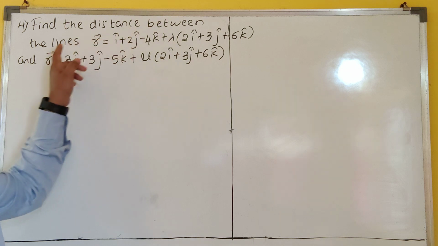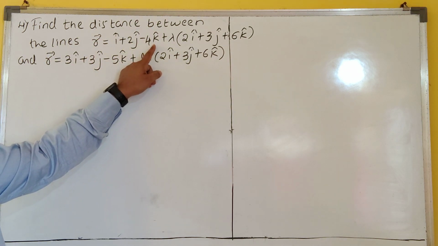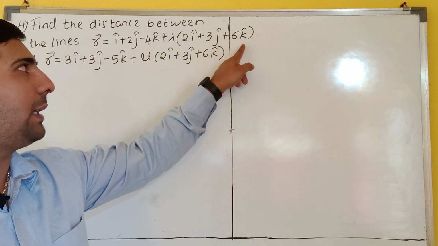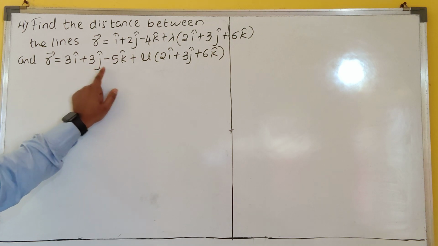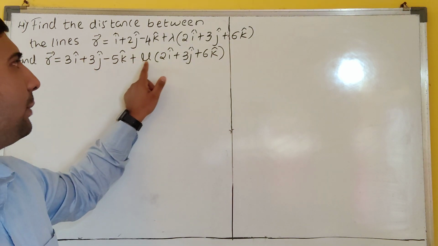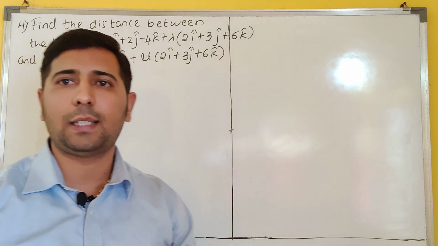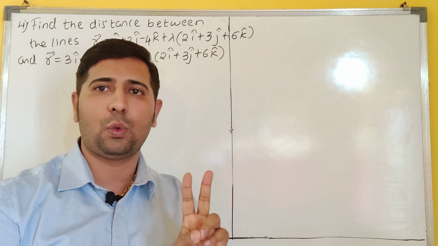Find the distance between the lines vector r is equal to i cap plus 2j cap minus 4k cap plus lambda into 2i cap plus 3j cap plus 6k cap, and vector r is equal to 3i cap plus 3j cap minus 5k cap plus mu into 2i cap plus 3j cap plus 6k cap. This is our question, dear students. We have to find the distance between the two lines.